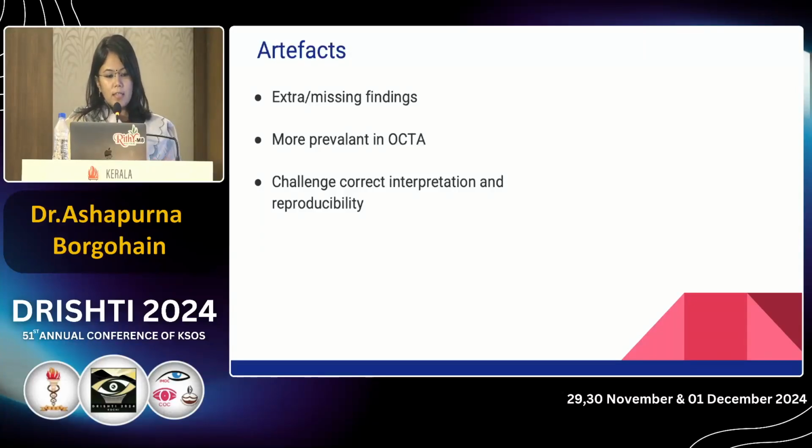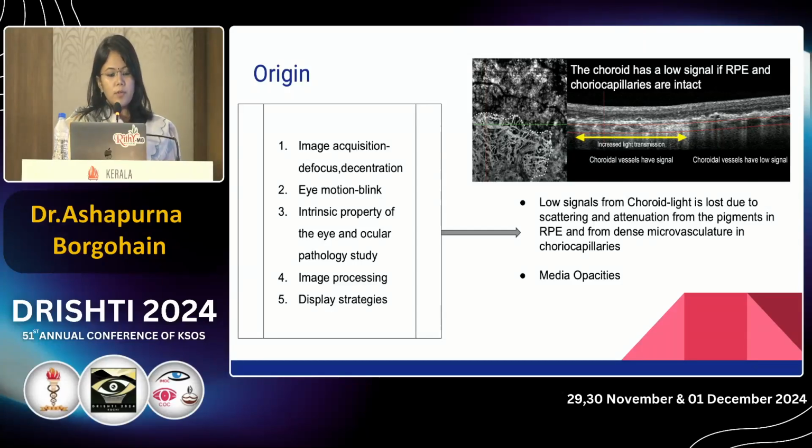Coming to artifacts, these are the unwanted extra findings or missing findings, which are seen in any imaging modality but are more prevalent in OCTA. And they can challenge correct interpretation and reproducibility. So why do we see these artifacts? It can start from the very beginning, when we acquire the image itself, like defocus artifact and decentration artifacts, or due to some bulk motion like eye motion or head motion of the patient, or some intrinsic property of the eye, or image processing, or display strategies.